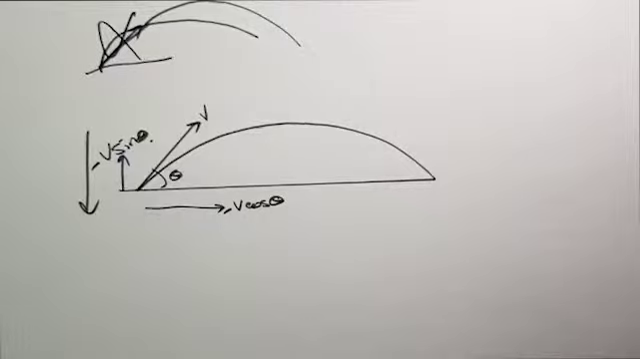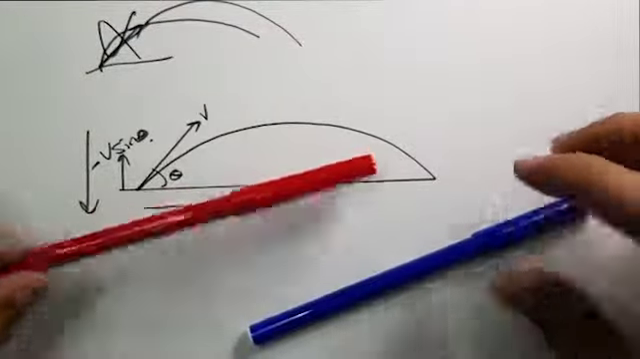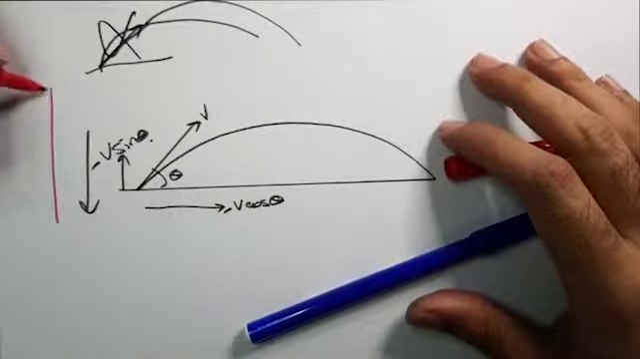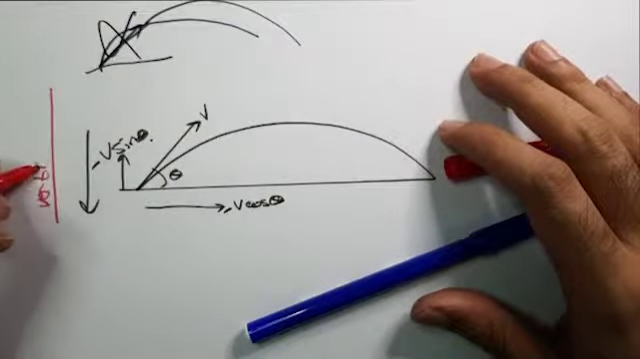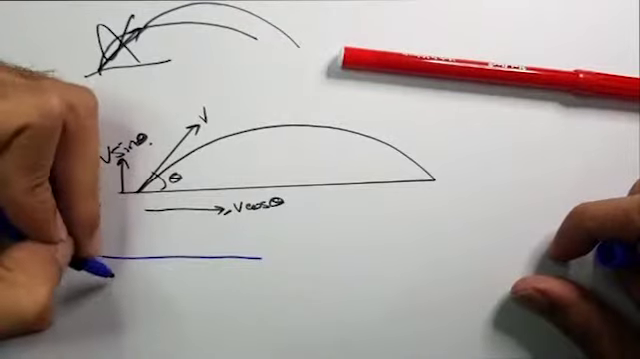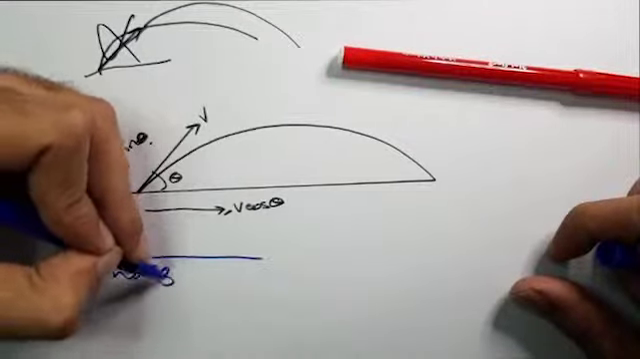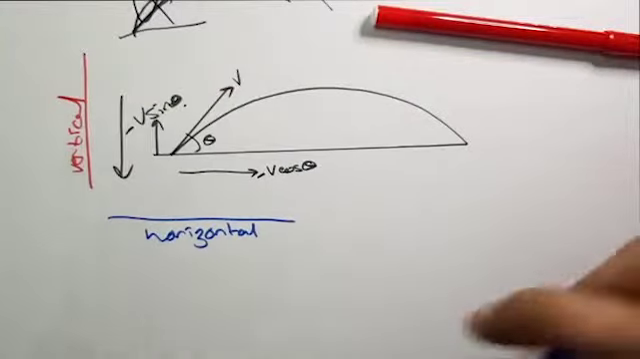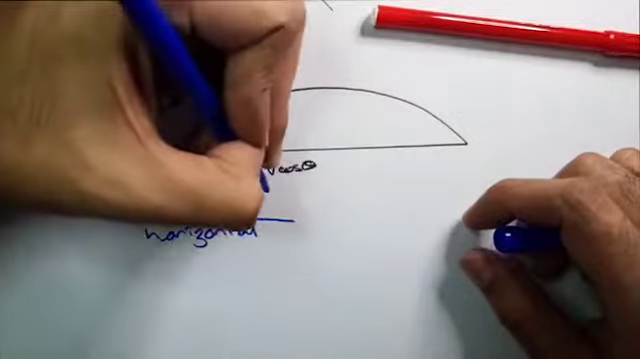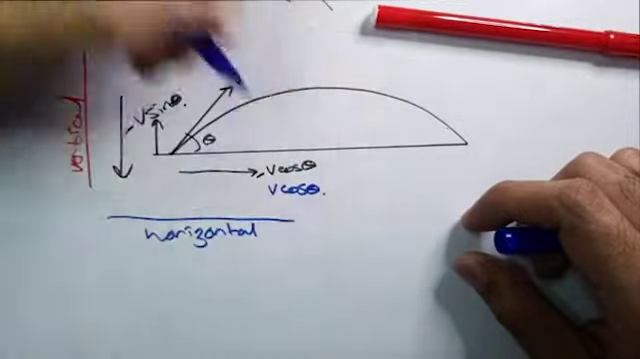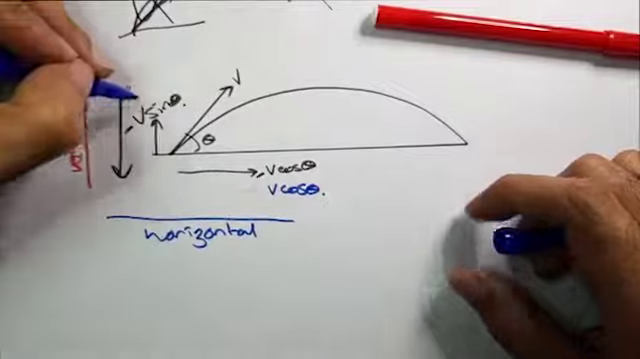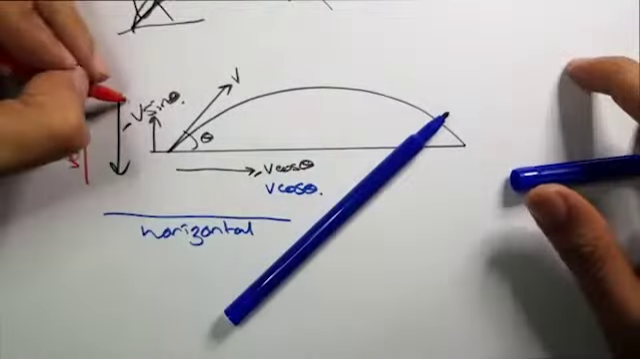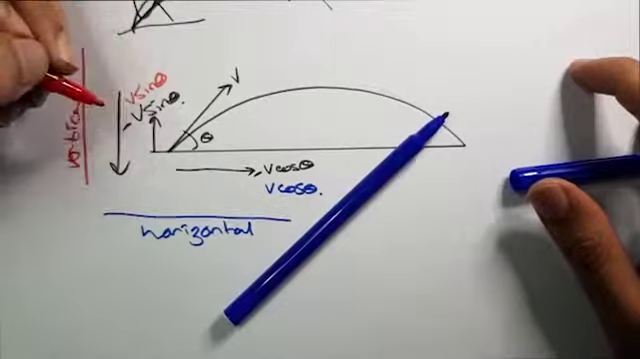So I will use two different colors to represent two different paths of motion. All right? So I'm going to use red to show everything vertical. So red is vertical. I'm going to use blue to represent horizontal. So that basically means v cos theta is a horizontal component, and v sin theta is a vertical component. That's pretty obvious.